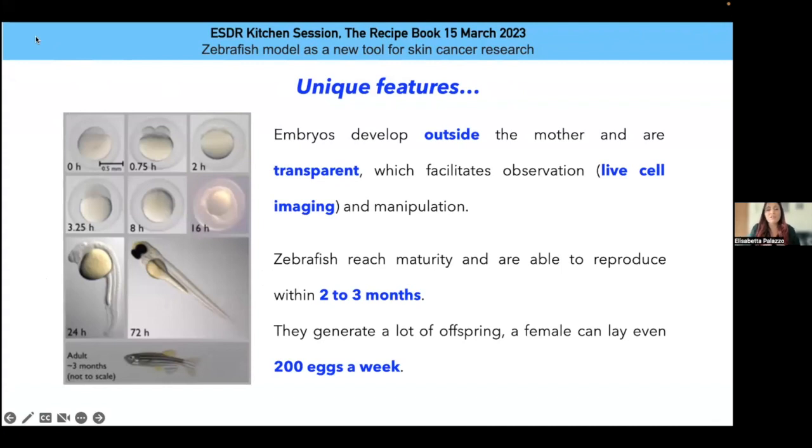Zebrafish can reach maturity and are able to reproduce within 2 or 3 months, which is a relatively short time. And they can generate a lot of offspring. A female can lay even 200 eggs a week, which means that after fertilization, we can use something like 300 larvae, and we can start our experiment with 25, 30 animals for each condition. So we have a lower cost, and we need less space. Just think about having 200 larvae in 4 petri dishes, but we would never fit 200 mice in the same space.